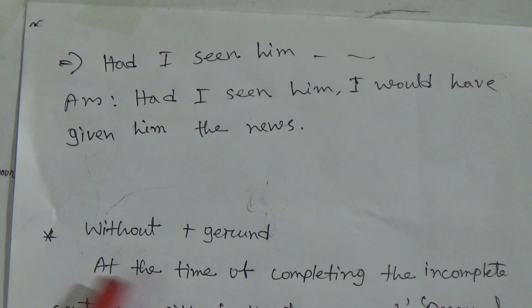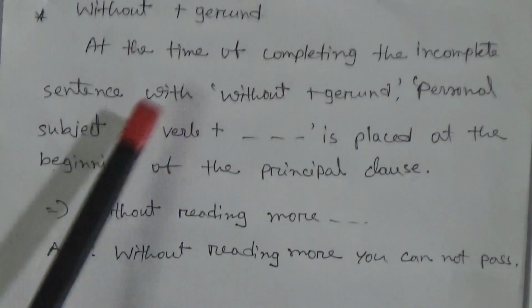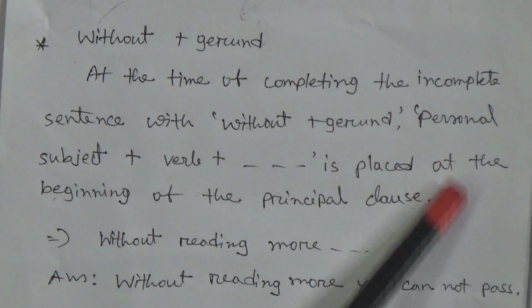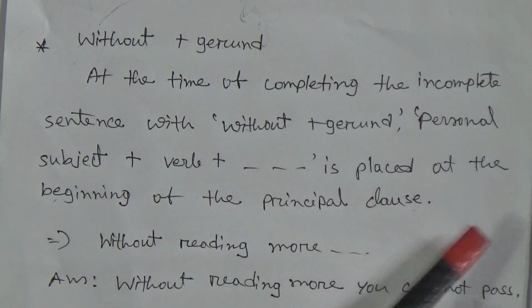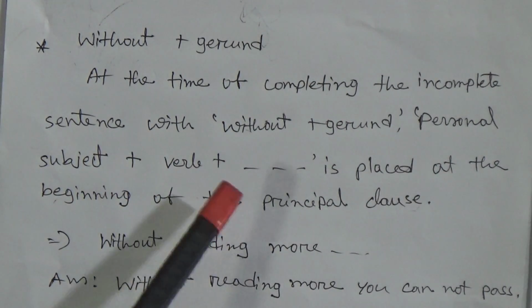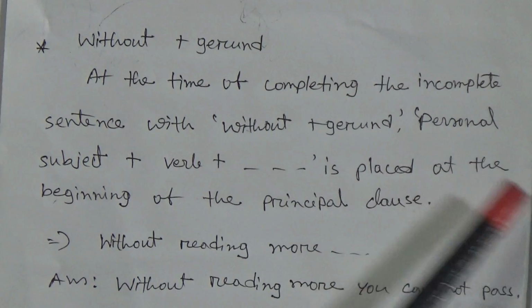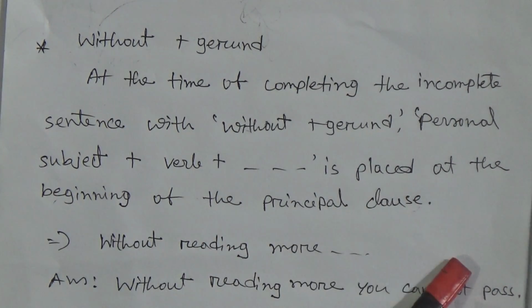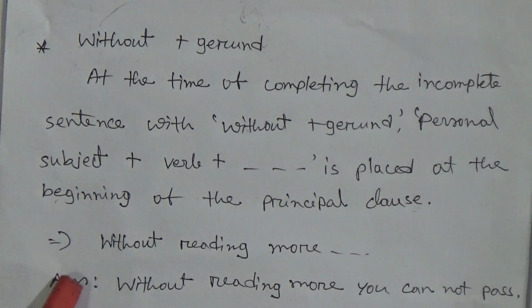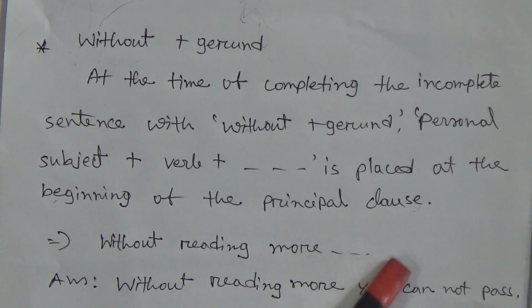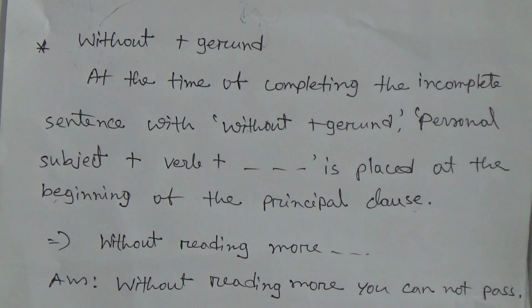Now I am going to discuss without plus gerund. At the time of completing the incomplete sentence with without plus gerund, personal subject plus verb plus... is placed at the beginning of the principal clause. I am going to say an example. Without reading more... Answer: without reading more you cannot pass.